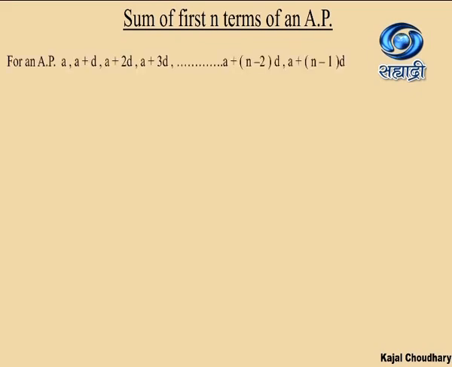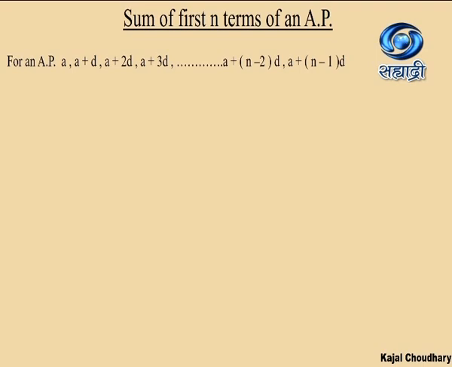Now, for a given AP, the general form into which an AP is written is a, a plus d, a plus 2d, a plus 3d. Similarly, if we move on, the last term is going to be a plus (n minus 1)d. Now, why n minus 1 d? That I had explained to you in the previous session. If you observed that session carefully, you will get this concept.